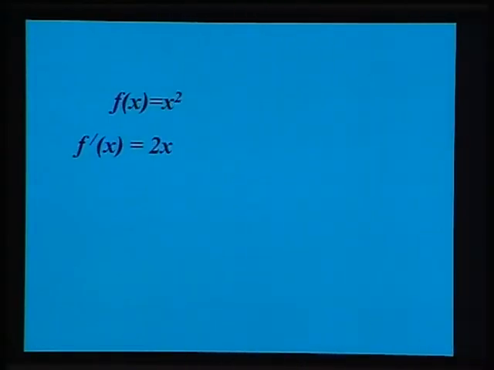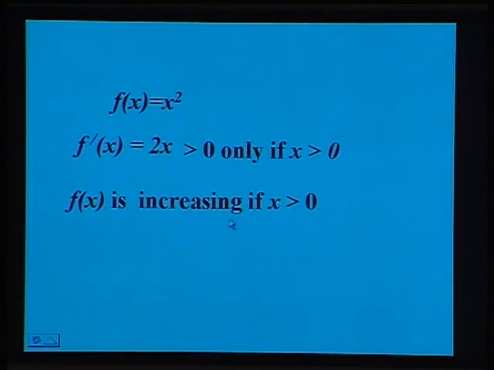Now, f(x) is equal to x squared. We'll apply the derivative test to show that f(x) is increasing only if x is greater than 0. f(x) = x squared, so f'(x) is 2x. That is, if we differentiate f(x) with respect to x, we obtain 2x. You will agree with me that 2x can only be positive if x is greater than 0. So the derivative would be positive only if x is greater than 0. From this, we conclude that f(x) is increasing only if x is greater than 0.